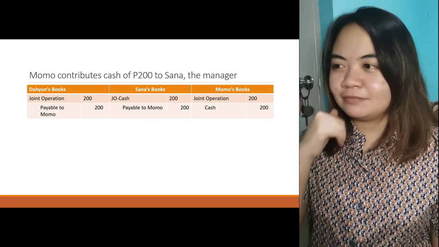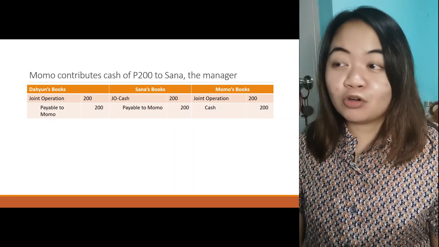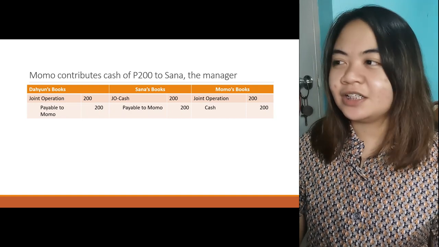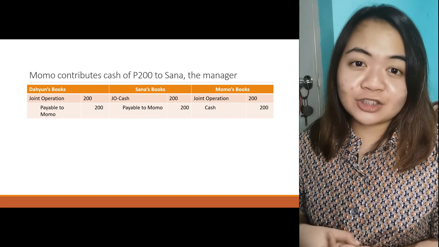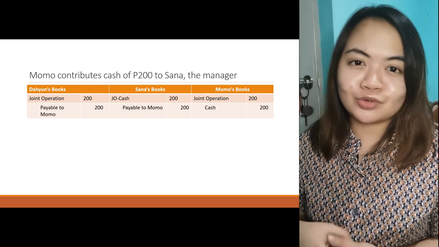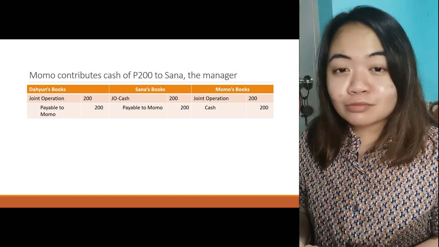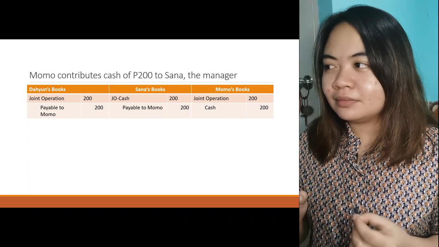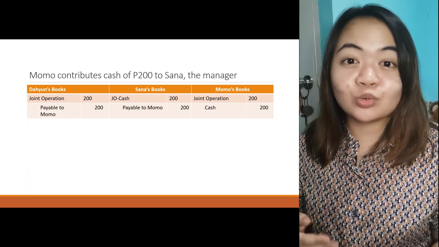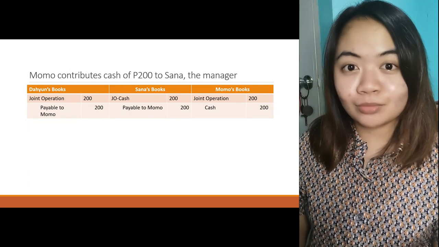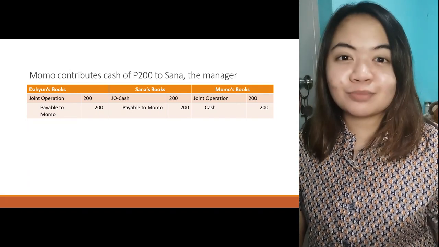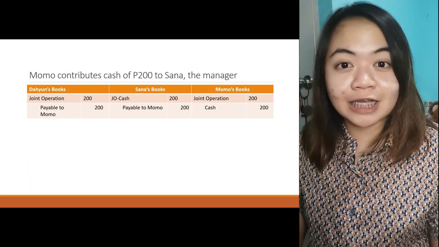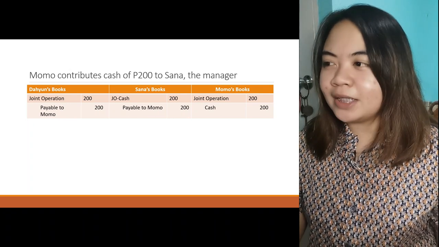Okay? So, yan. Next, Momo contributes cash, okay, of 200 to Sana, the manager, okay? Contributions of cash, okay, it's also debit to joint operation. So, kay Dayon's books, debit siya ng joint operation 200, credit ng payable to Momo. Kasi isasauli nila yan eh, kay Momo. If hindi na-pursue yung joint operation or hindi nag-gasto siya, so payable to Momo 200.